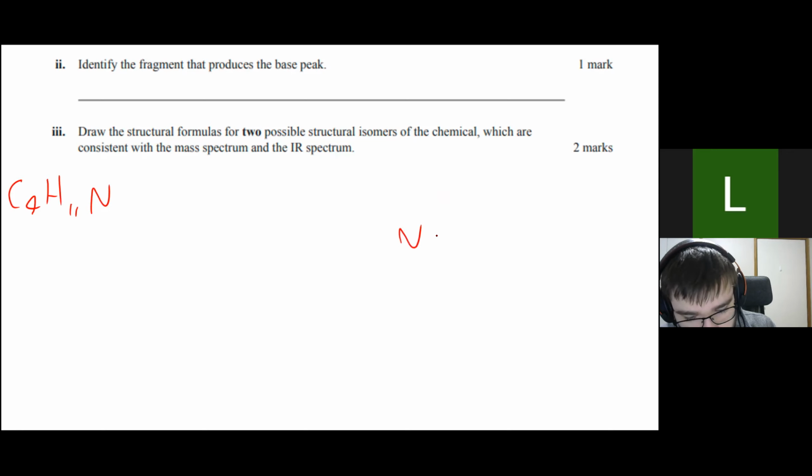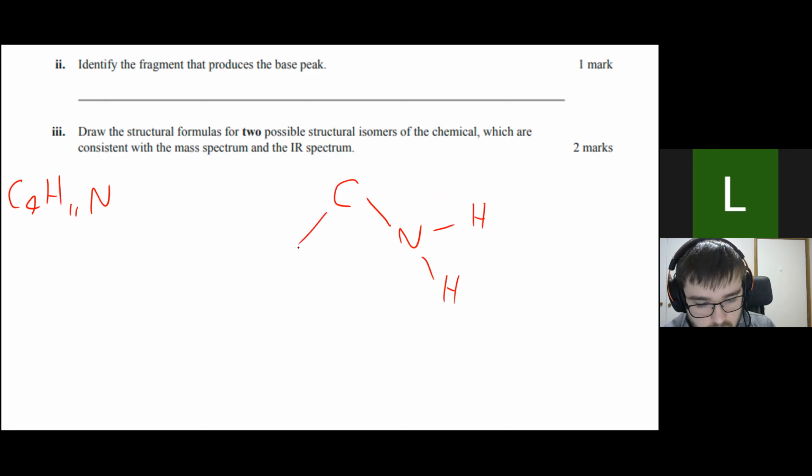We know we have NH stretches, and we're not going to be dealing with secondary amines in year 12. So it's going to look something like this. And then there's a few things we can do. I'm going to draw the potential ones here. Now, for here we draw structural formula, so I should put the hydrogens on. I'm going to be lazy and not do it, but you should probably do that.